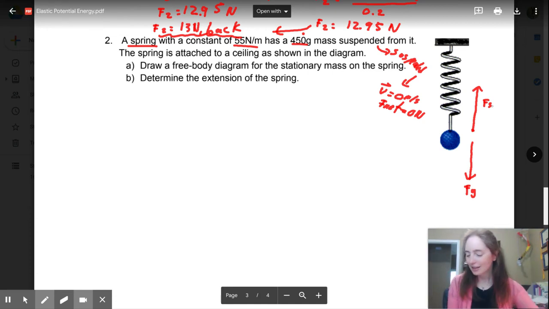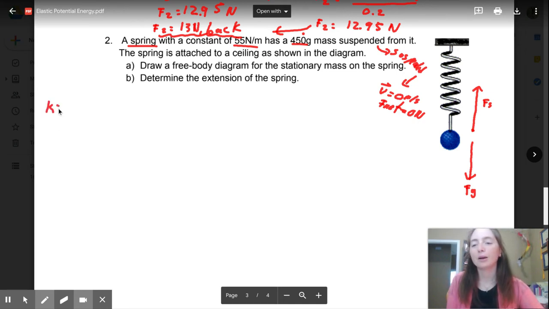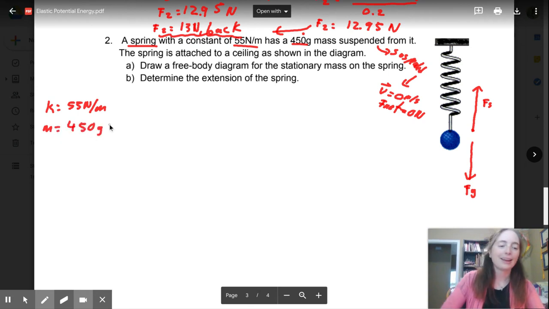So, ladies and gentlemen, let us start by listing out what we got. We've got k equal to 55 newtons per meter, and we have a mass of 450 grams.